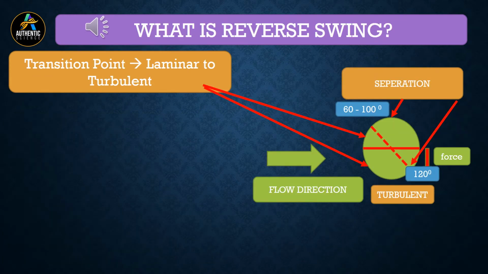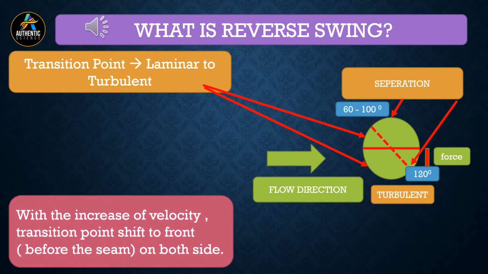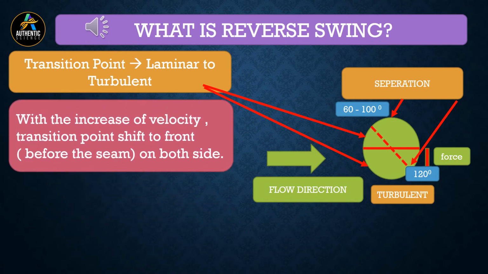What is reverse swing? To know about that, we should know what the transition point is. The transition point is a point where laminar flow becomes turbulent. Now, with the increase of velocity of the ball, the transition point shifts to the front, that is, a point before the seam on both sides, as shown in the picture.